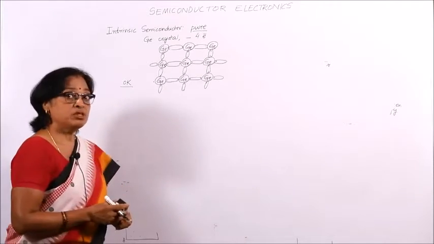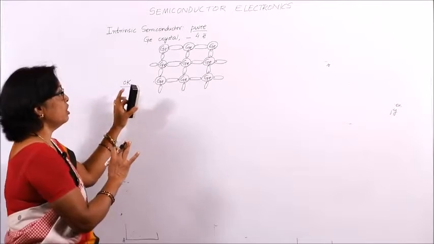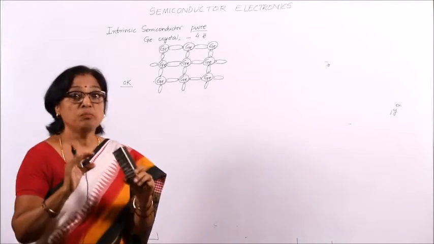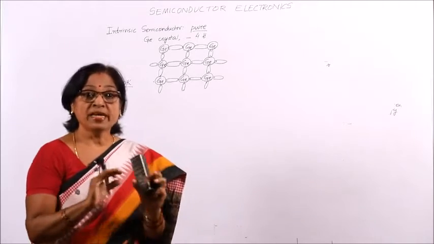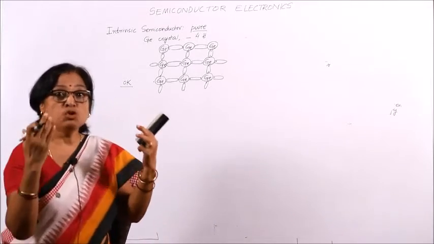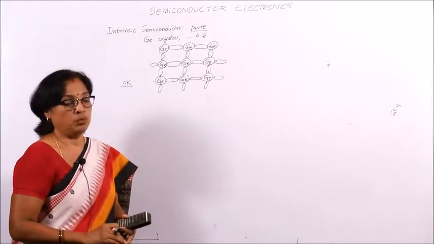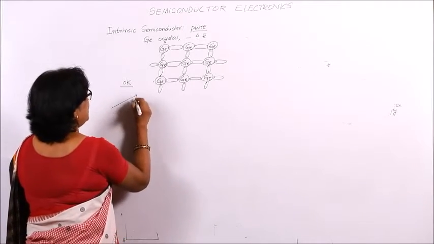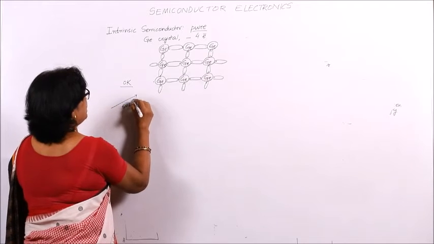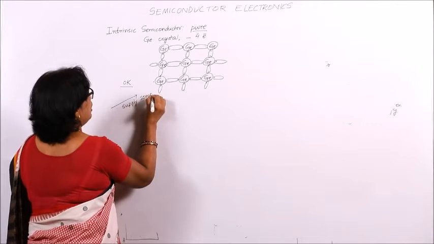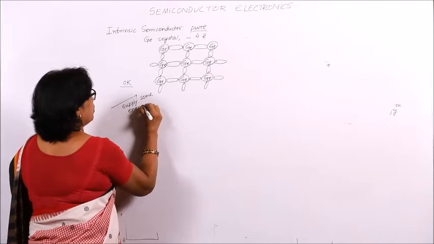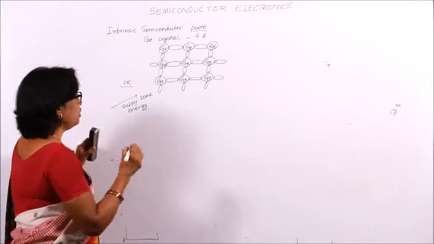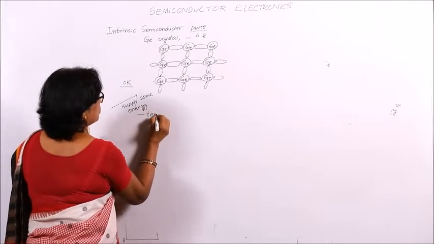So the valence band of an intrinsic semiconductor is completely full. There is no vacancy and there is no free electron in the conduction band also. So it does not conduct. But if I supply it some energy in the form of heat, let's say the temperature increases.